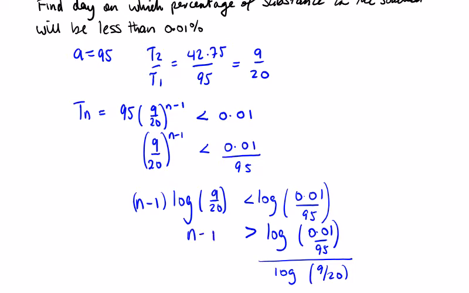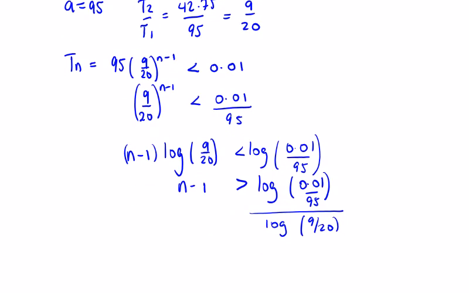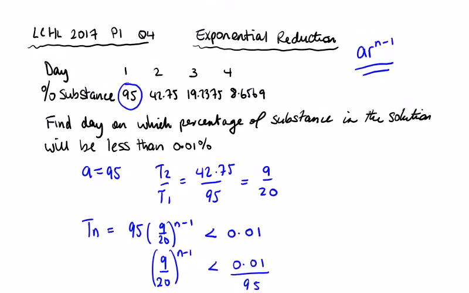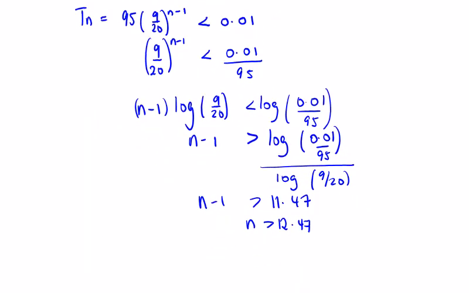So just using the calculator, we're going to get n minus 1 greater than 11.4702, so 11.47. So n would have to be greater than 12.47. So we're asked on what day. It's on the 12th day, just nearly halfway through the 12th day. Normally we'd round n up to be 13, but it's on what day, so it's halfway through that 12th day, so on the 12th day.